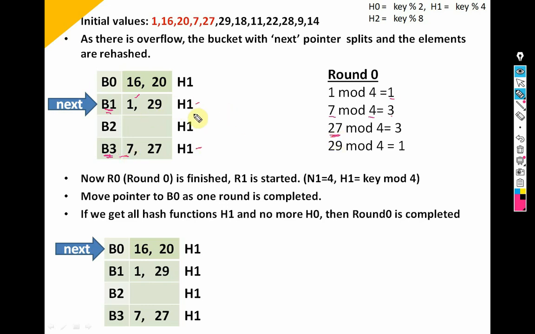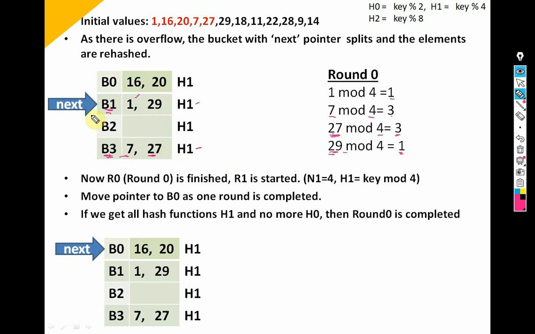27, previously here there is an overflow chain. Here you are having 27 and 29. 27 mod 4 is 3. So 27 is placed in third bucket. 29 mod 4 is 1. That is, 29 is to be placed in first bucket. 29 is placed in first bucket. Here there are no overflow chains. The values got adjusted. Right?